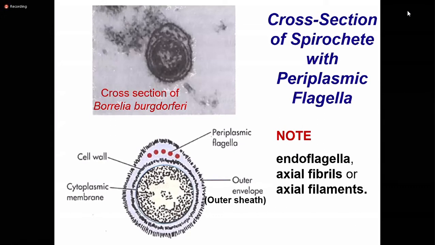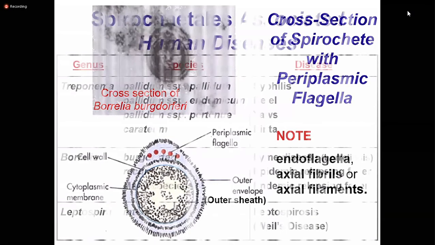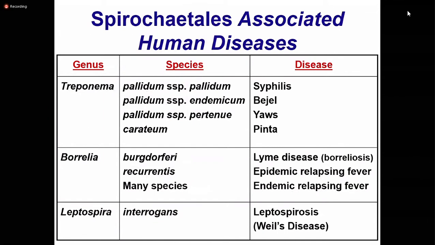And at the same time, although you cannot grow this organism in vitro, there is no culture media, most of the tests are related to serology. But it has a cell wall, cell membrane, outer envelope, and so on. There are several names of genus and species and some of the diseases.